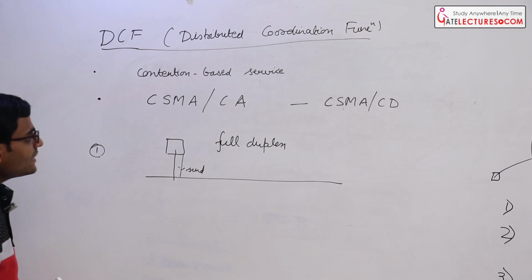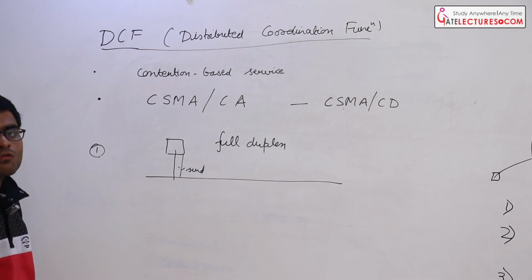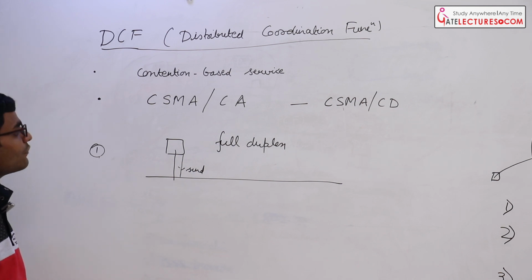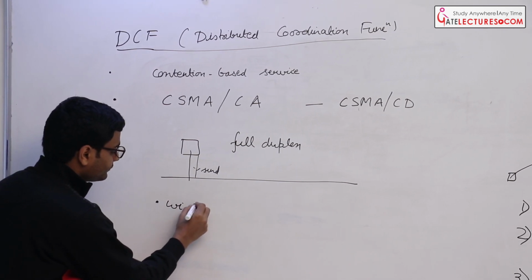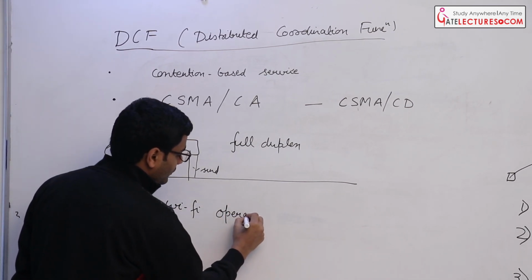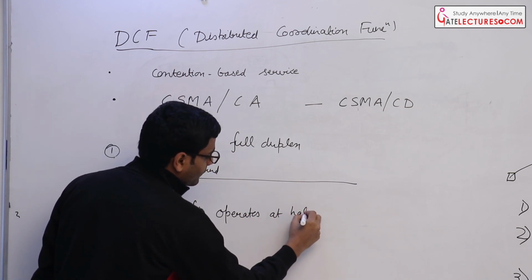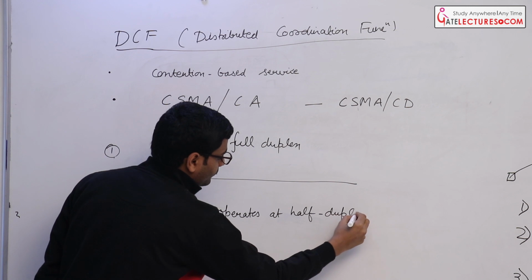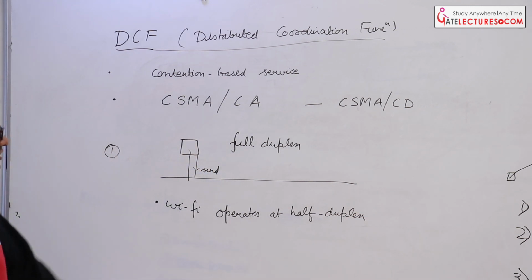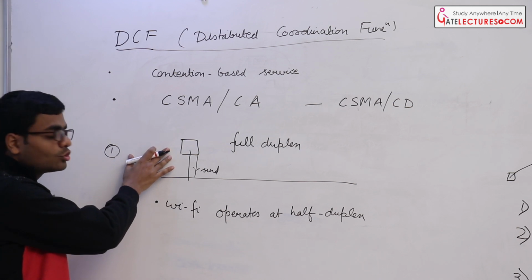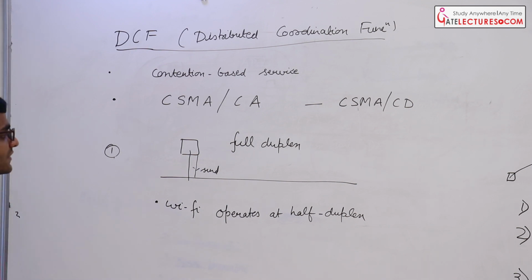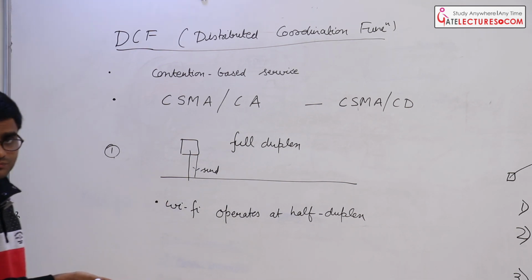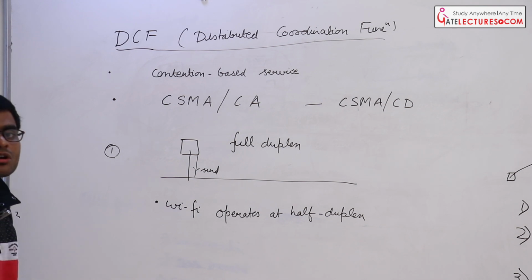But as I said, in Wi-Fi we want to provide services to more customers, and we want it to be as cheap as possible. So Wi-Fi operates at half duplex. If we want a station to be full duplex, it will be more costly, and therefore Wi-Fi operates as half duplex. If a station is sending data on a channel, it cannot listen at the same time. So it's not possible for a station to detect a collision.